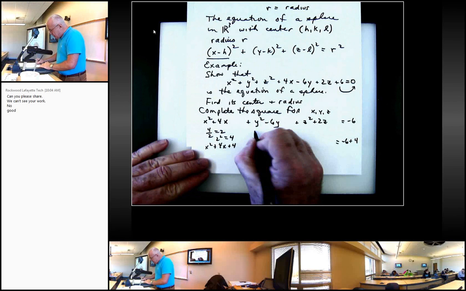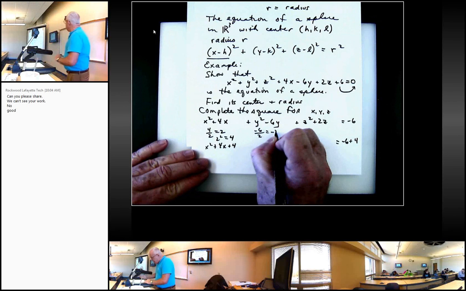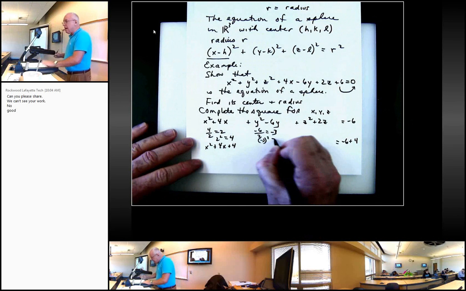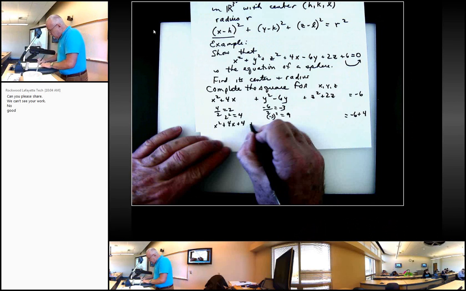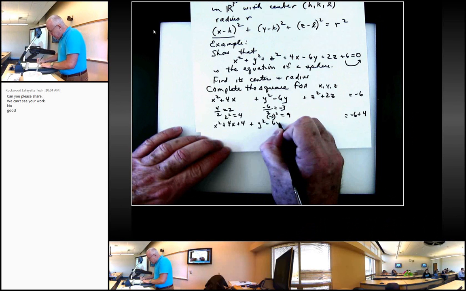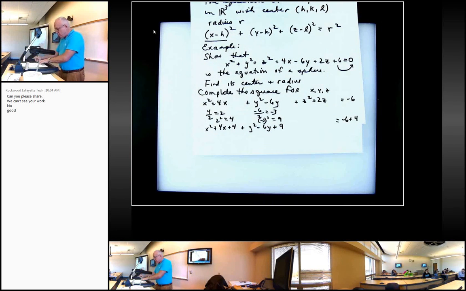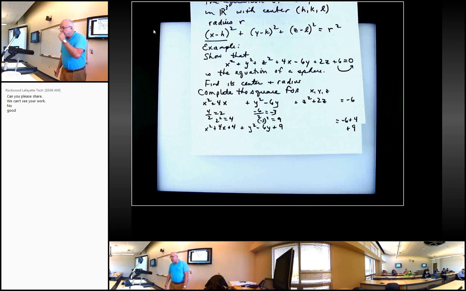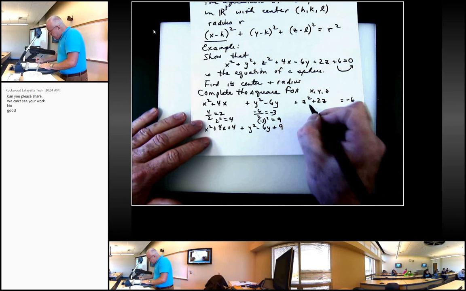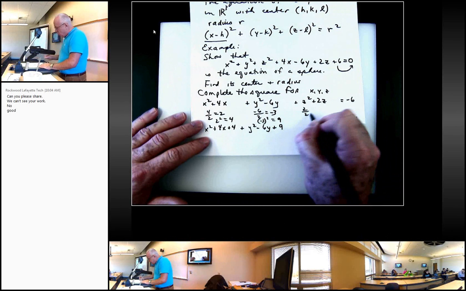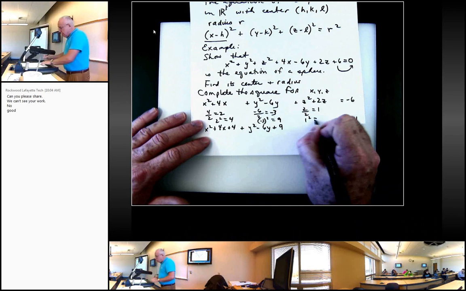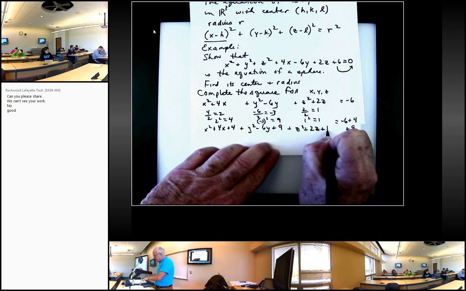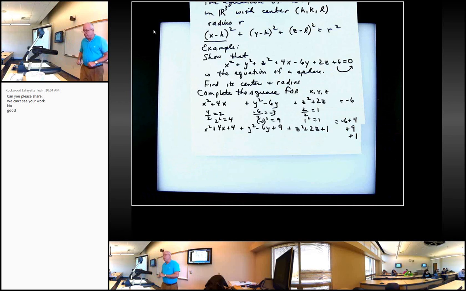We do the same thing here. We take the minus 6, divide by 2. That gives us a negative 3, and we square that, which gives us a 9. So then we have plus y squared minus 6y plus 9. Since we're adding a 9 there, we better add a 9 over on the other side. And then finally with the z, we have a 2z. 2 divided by 2 is 1. 1 squared, of course, is 1. So that's z squared plus 2z plus 1. And then we have to add that other 1 over there.